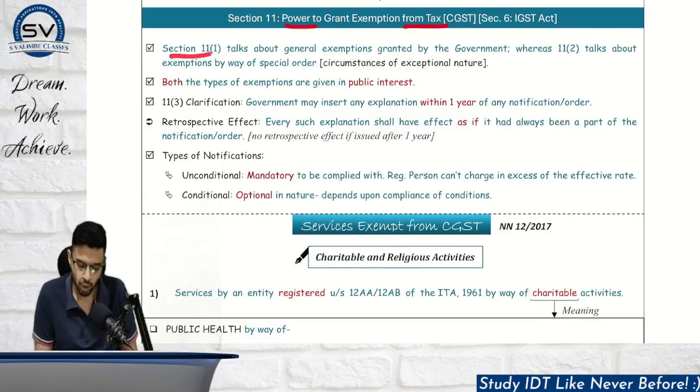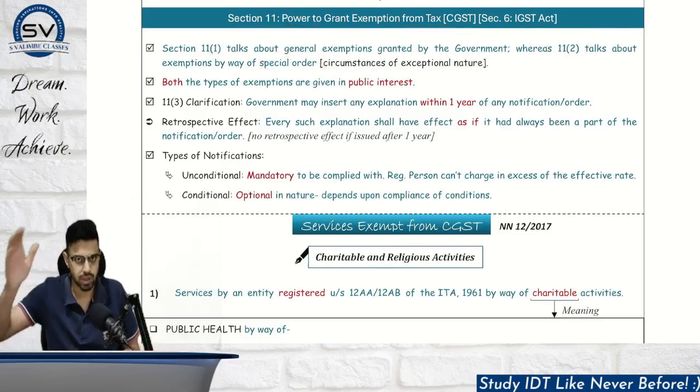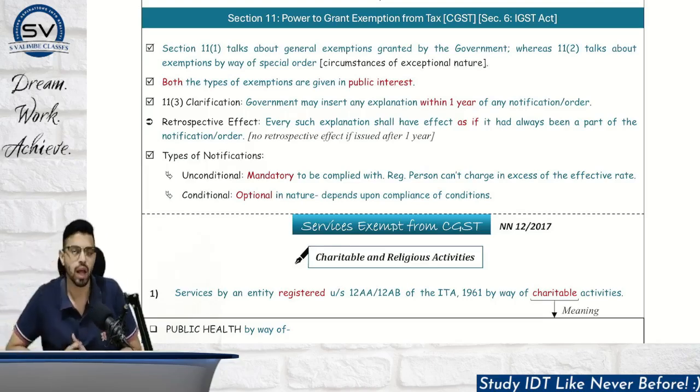Section number 11 talks about general exemptions granted by government, whereas 11.2 talks about exemptions by special order. So kindly understand, there are two subsections in 11.1 and 11.2. Basically, one is the general power, one is the special power. Now, there is often one misconception that the general order is given for public interest and special order is not given for public interest. Answer is wrong.